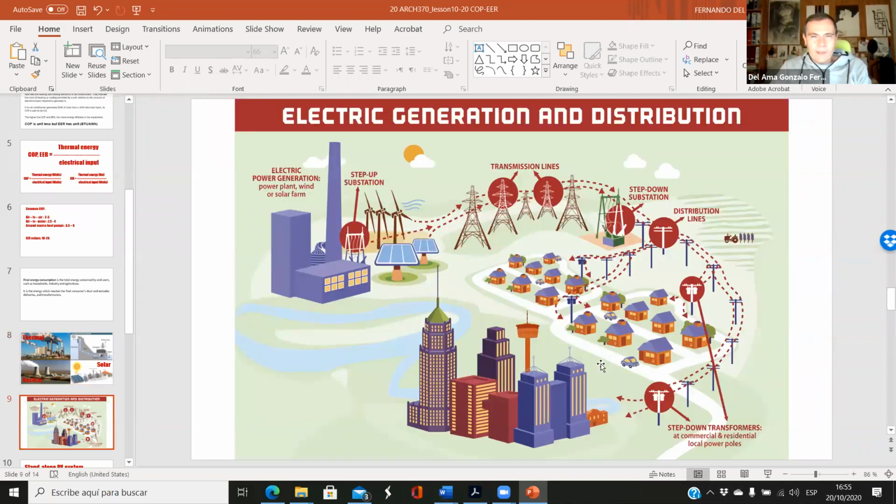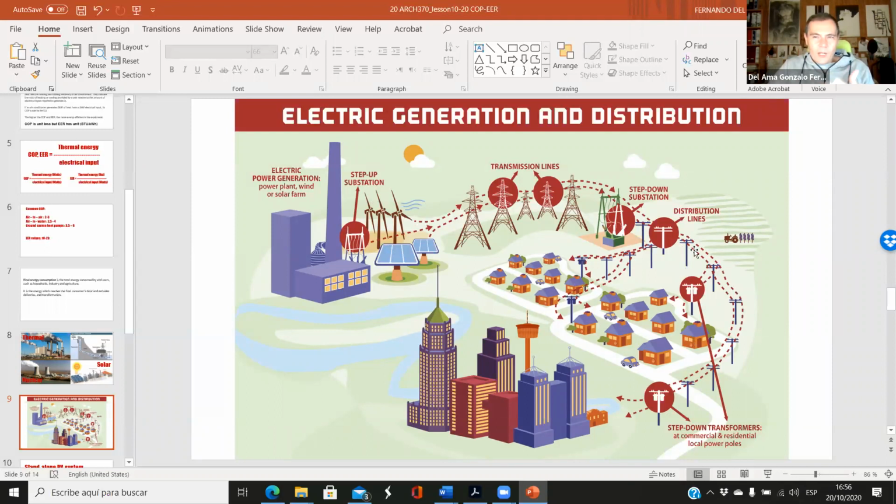And well, we have generation and distribution. So here we have the electric power generation, which can be thermal, hydroelectric, renewable, solar, wind, whatever. We need transmission lines, and we have high tension here. When we have these towers, the tension at which the electricity is traveling is very high. And as we are getting close to a city or a neighborhood, we have to reduce the tension.